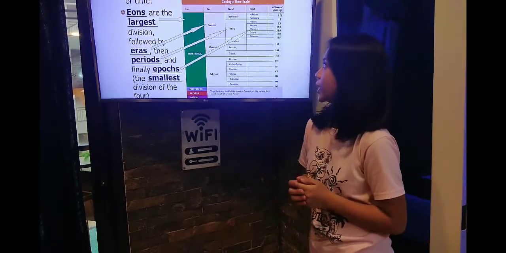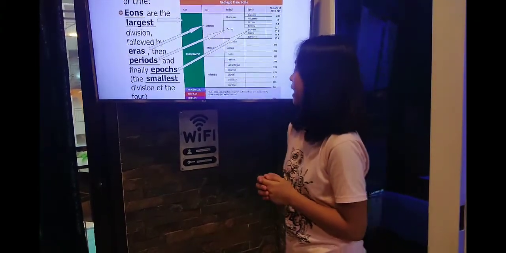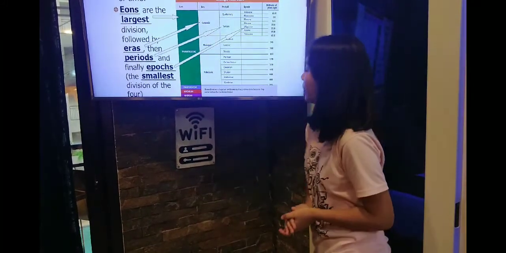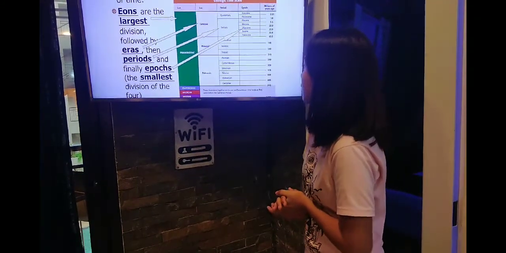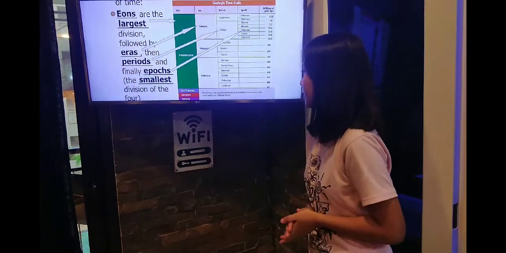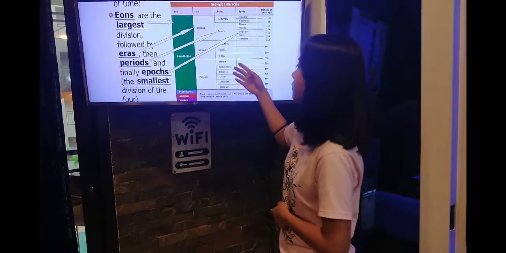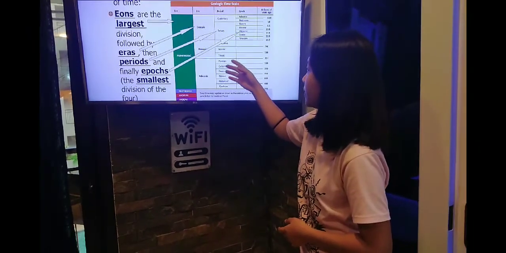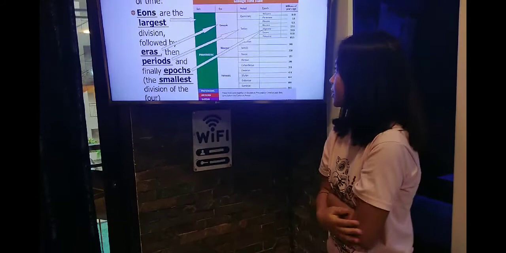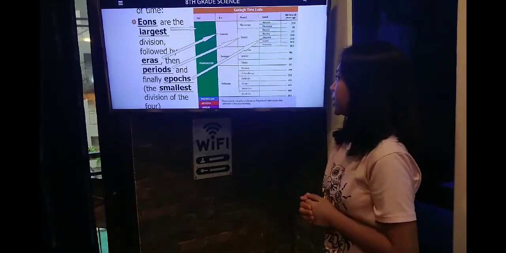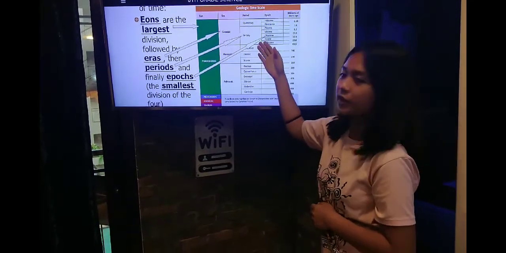The Phanerozoic has three eras, namely Paleozoic, Mesozoic, and Cenozoic. The Paleozoic has periods, namely Cambrian, Ordovician, Silurian, Devonian, Carboniferous, and Permian. And in Mesozoic, there are three periods, namely Triassic, Jurassic, and Cretaceous.